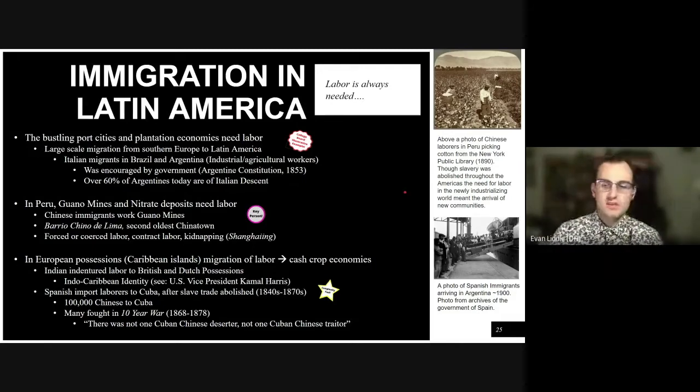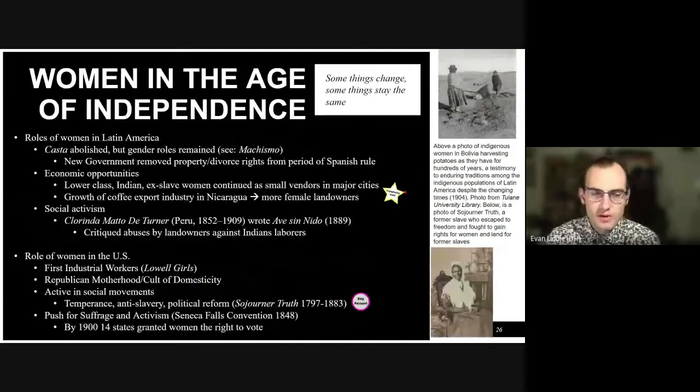So what about women in the age of independence? Well, in Latin America, there were some shifts, there were some changes. So for example, with the caste system abolished, officially women were equal to men. However, culturally, gender roles tended to stay the same.